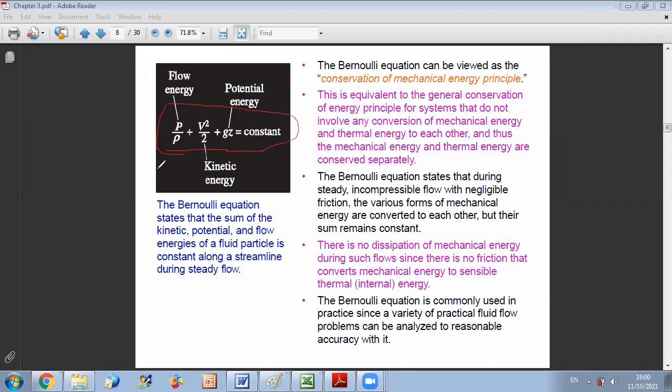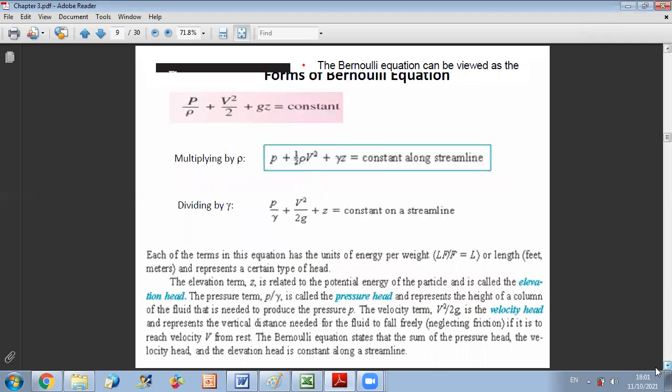One of the forms is the following one: P over rho plus V square over 2 plus Gz equal to constant. And the P over rho term is associated with flow energy, V square over 2 is associated with kinetic energy, and Gz is associated with potential energy. Okay? And we can then say when Bernoulli equation is applicable, it's similar to the conservation of mechanical energy in dynamics.